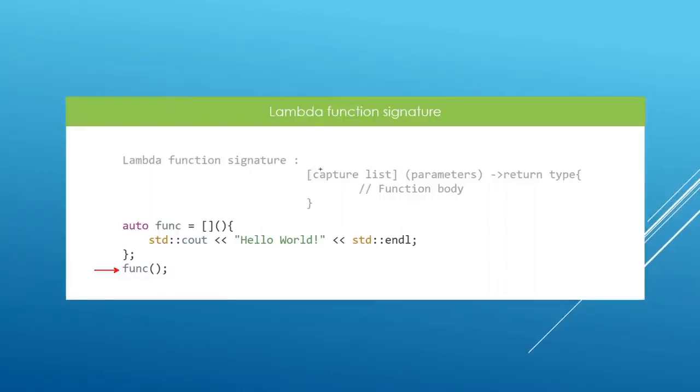Again, the syntax is to have the capture list, which is going to be the first thing. The second thing is going to be the parameters. The third thing is going to be the return type, which is optional. You can leave this out and the compiler is going to deduce this. And after this, you're going to have your pair of curly braces, and the body of our Lambda function is going to live within these curly braces. This is the syntax you need to remember.